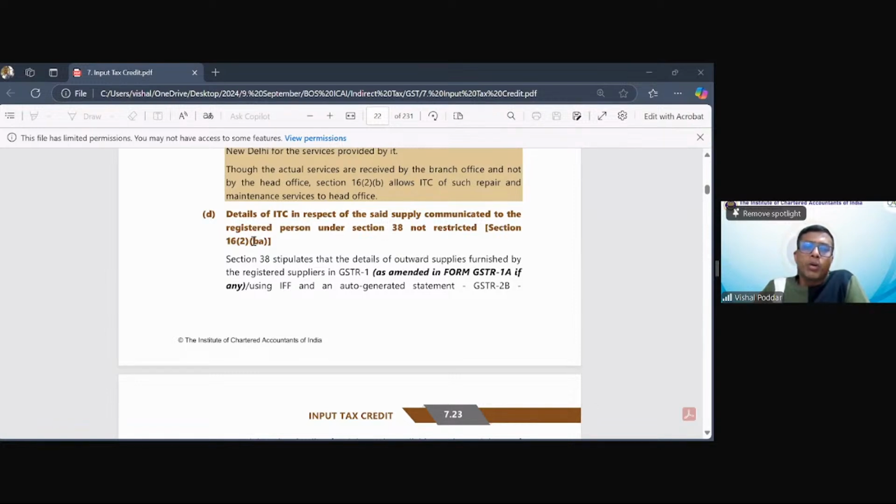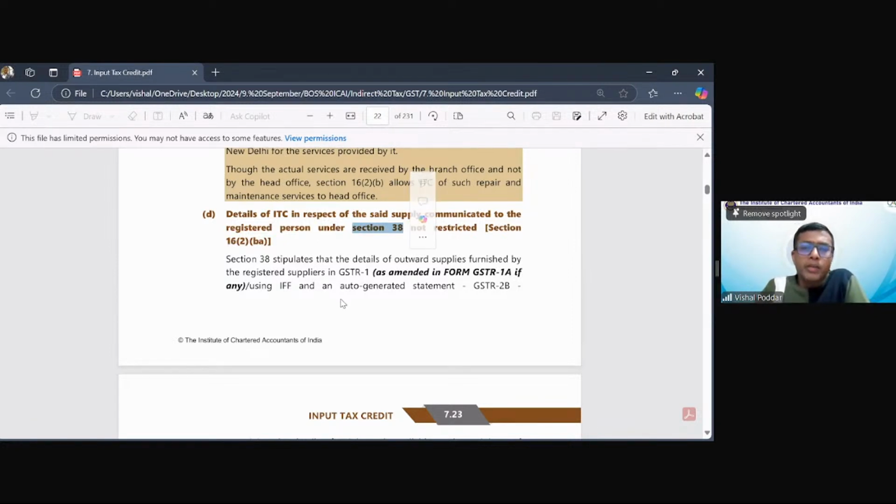This condition is brought in by way of clause BA. And what does this condition say? That now the first conditions are satisfied. You have the invoice. I have uploaded the invoice in my GSTR-1, so it is reflecting in your 2A, 2B. You have also received the goods and services. But still, despite satisfying all these conditions, you will not get credit if the credit is blocked by this new section 38.